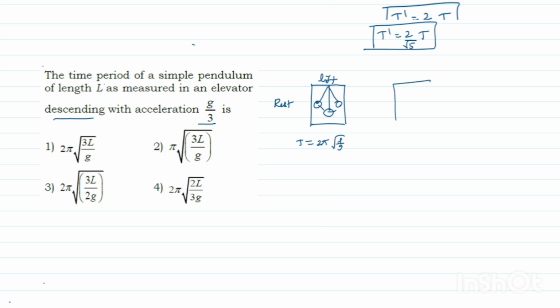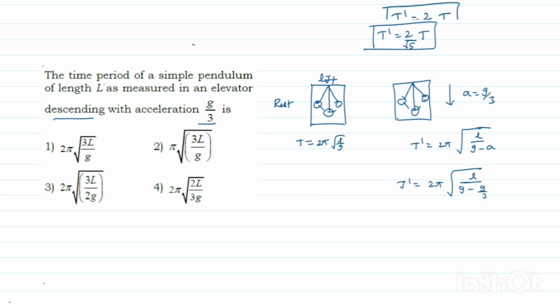Now here the lift descends down with an acceleration a equal to g by 3. Then we calculate the new time period 2 pi into root over L by g dash, in the sense the effective g value will be g minus a. Then the new time period is 2 pi into root over L by (g minus g by 3), which is T dash equals 2 pi into root over L by 2g by 3.